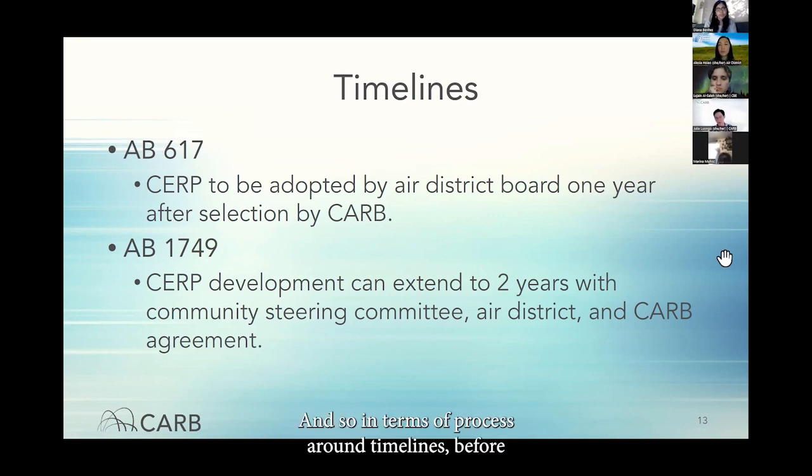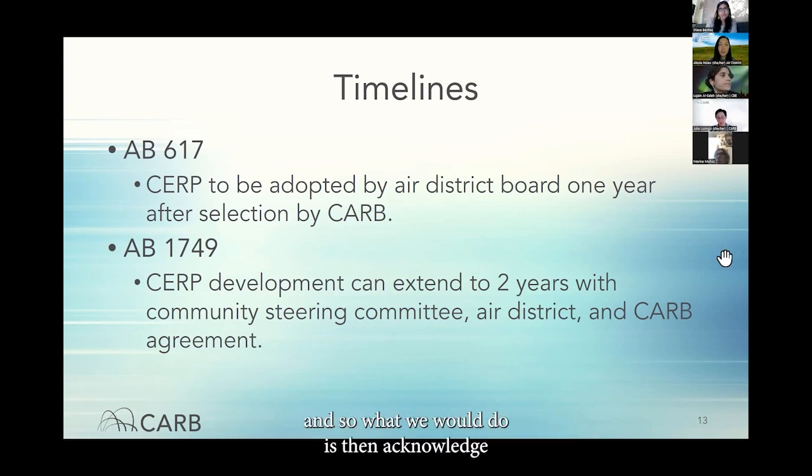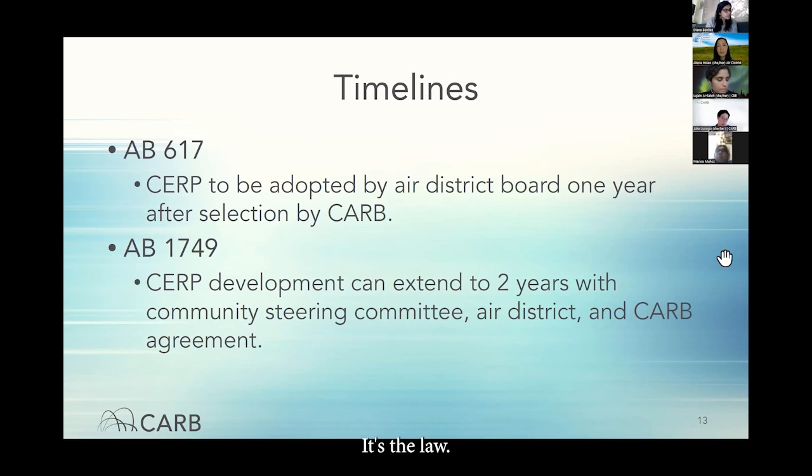In terms of process around timelines, before this amendment, AB 1749, we already had SERPs going past that 1 year statutory requirement. Air districts and CSCs would submit a letter to us detailing why that deadline couldn't be met. There were a number of reasons: the pandemic happened, and we were learning about community processes. What we would do is acknowledge those efforts and say we can't grant an extension of the law. It's the law, we don't have that authority, but we support all the partners being on the same page about this timeline. And now the process looks really similar given this new amendment, AB 1749.